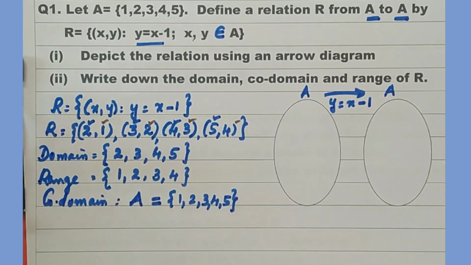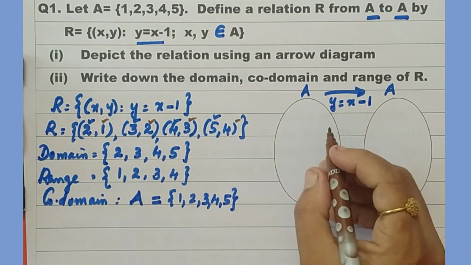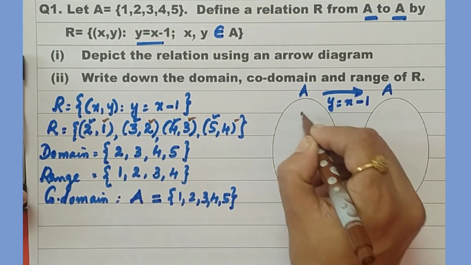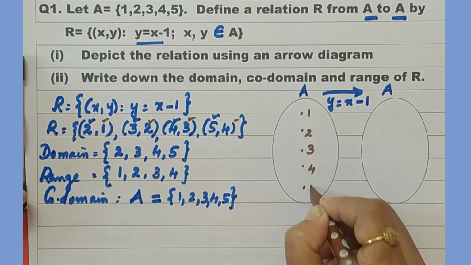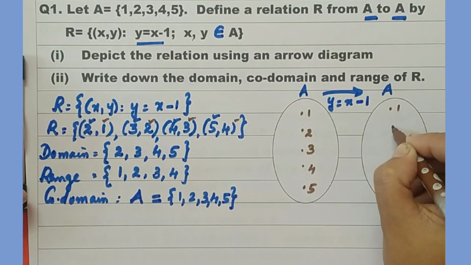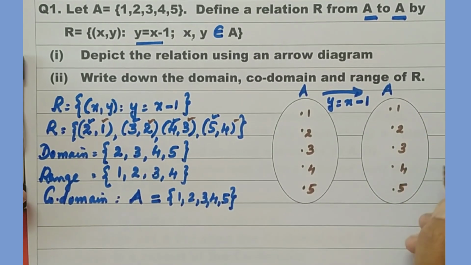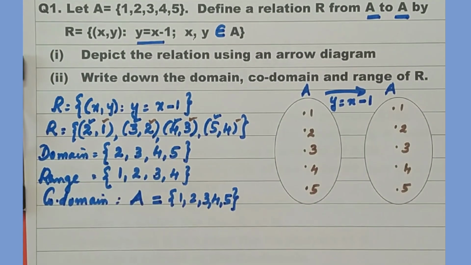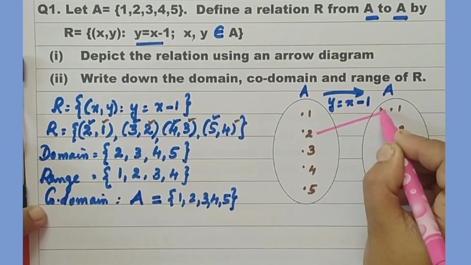Now, I am going to depict the relation using the arrow diagram. The relation is from A to A. So, full elements of A you need to write: 1, 2, 3, 4, 5. Here also 1, 2, 3, 4 and 5. The relation is from A to A. Now, I am going to connect it. 2 is connected to 1.